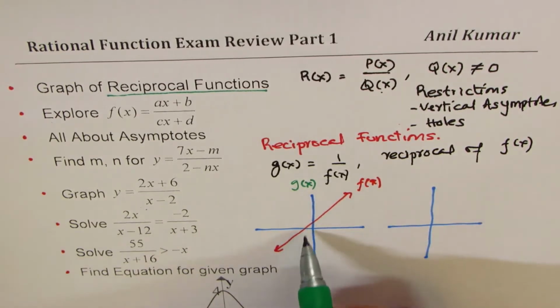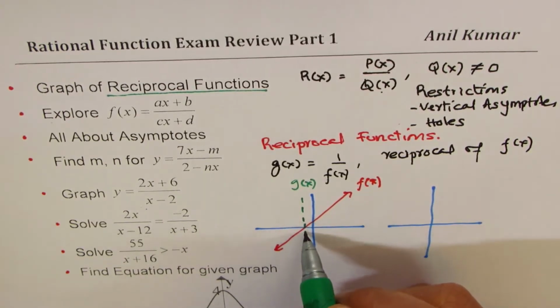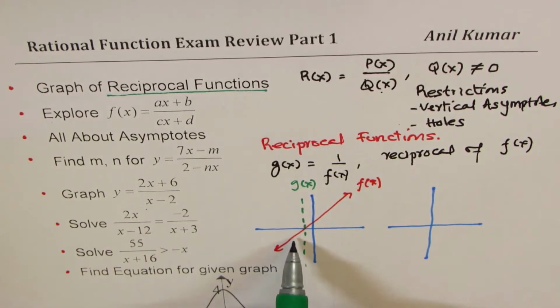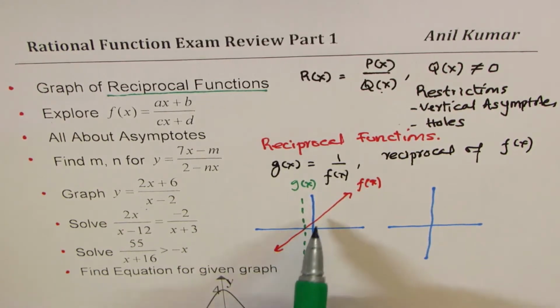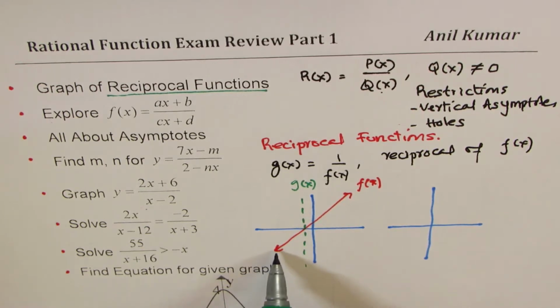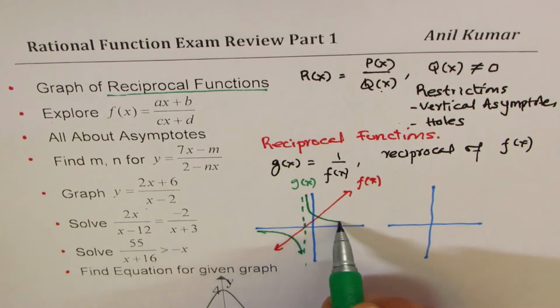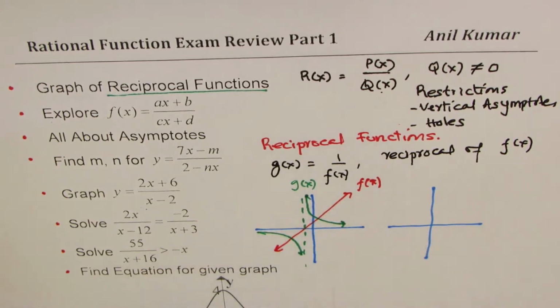So 1 over 0 is not defined, so you'll get a vertical asymptote here. That is one thing. Second thing what you see is when the function is negative, reciprocal will be negative. So we'll have this part here in quadrant 3. As the function approaches a very large value, reciprocal will approach 0, and therefore we'll have something like this as part of our graph. Correct? So depending on the function, we can always calculate the y-intercept in this case. So what you see here is that we have one vertical asymptote and one horizontal asymptote. Correct? So that becomes your graph.